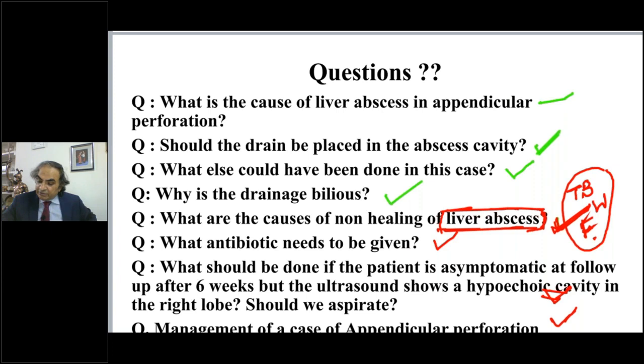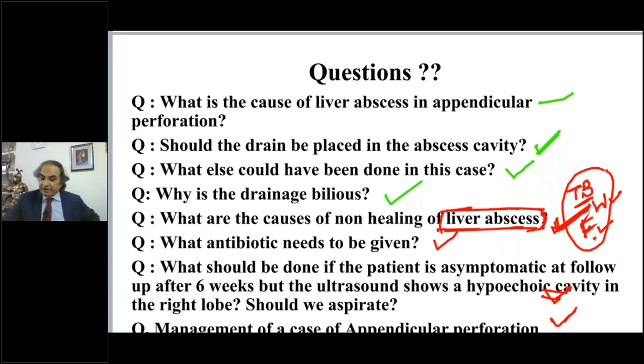So foreign body is one possibility. The other F is fungal infection, so culture should go for fungus also if it is persisting. Then it can be worms, you're right, which also produce distal obstruction. But never forget tuberculosis in this part of the world. Okay? Are you happy with the antibiotics that need to be given?